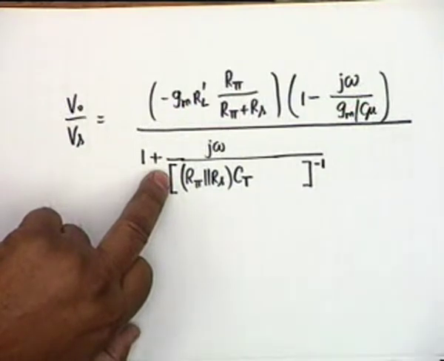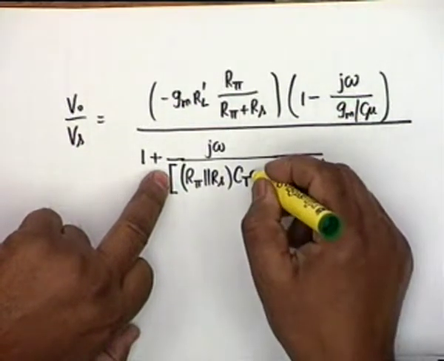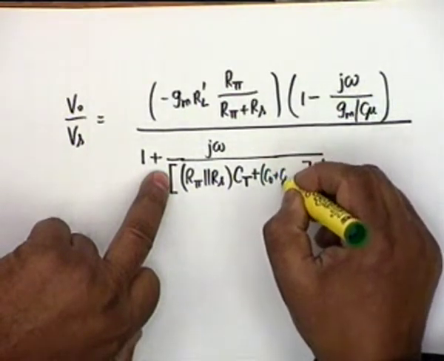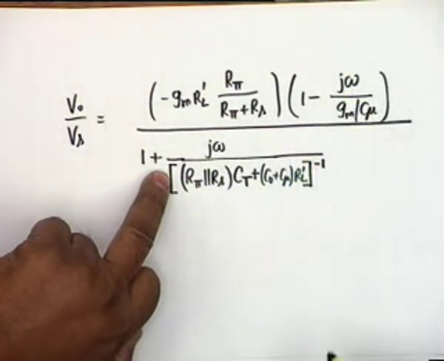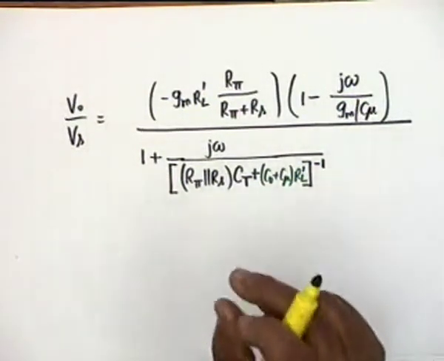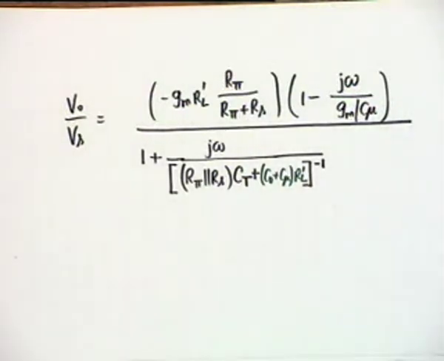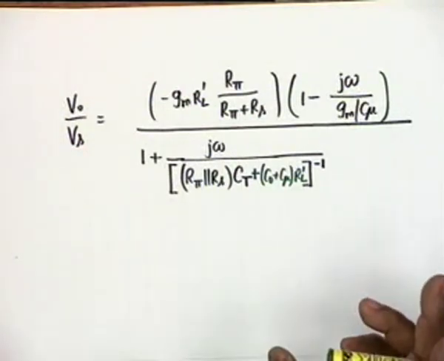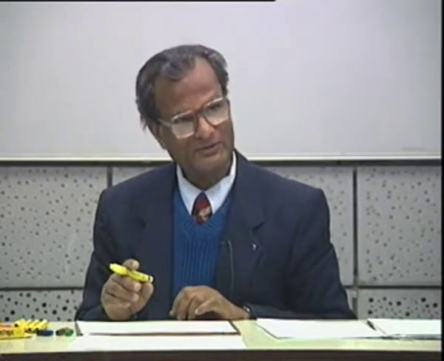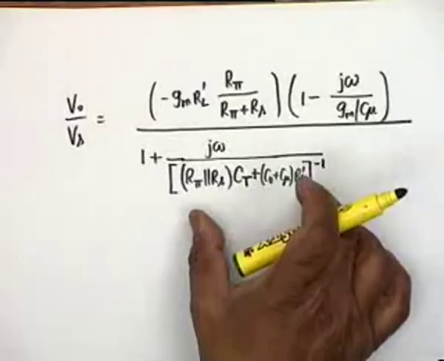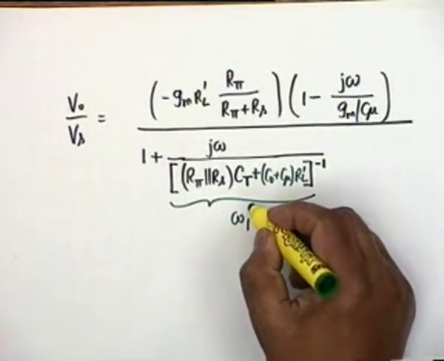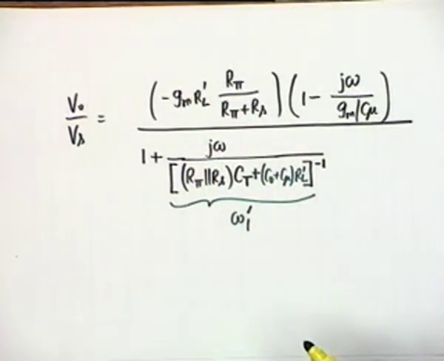In the exact expression there is in addition a term which is (C0 plus C mu) RL prime. That is the term which contributes to omega 2 also occurs here, and it's quite understandable because even in the approximate expression the coefficient of j omega should have been 1 by omega 1 plus 1 by omega 2. In the exact expression the two add to each other. So this we shall call omega 1 prime. It's not quite omega 1, it's modified omega 1.